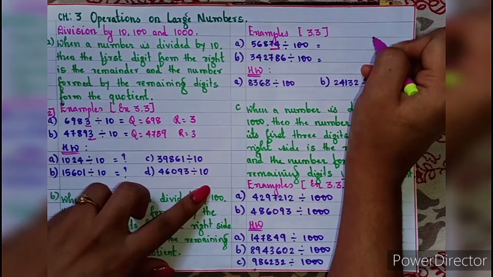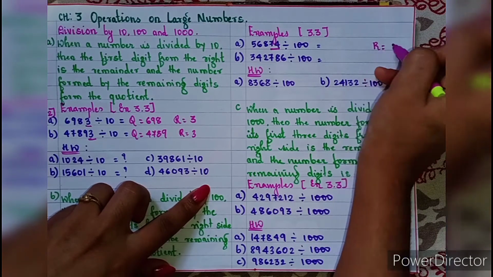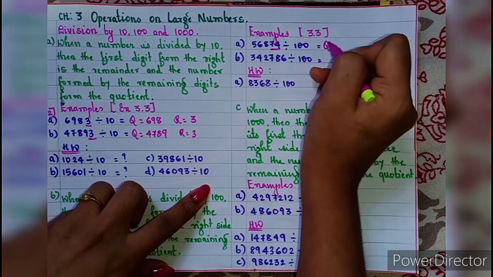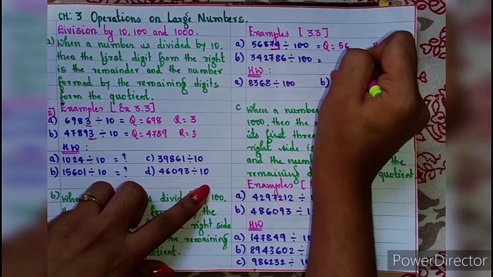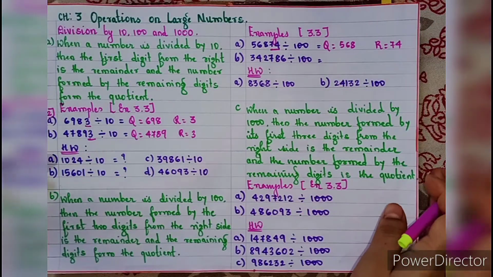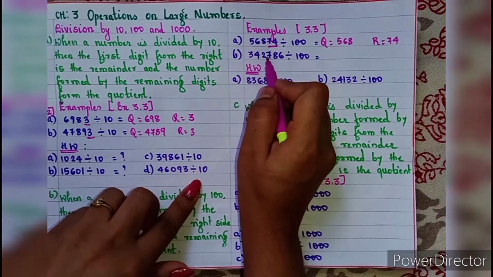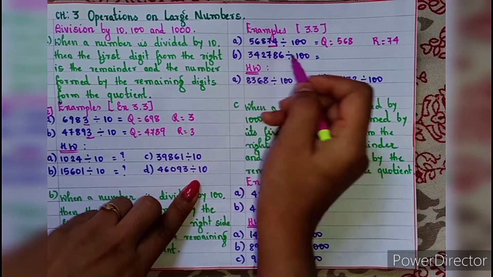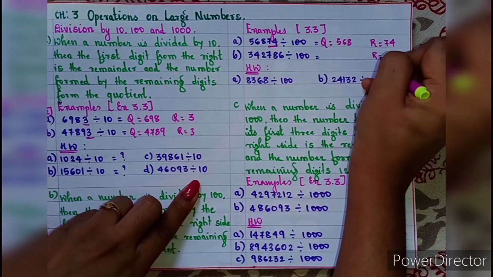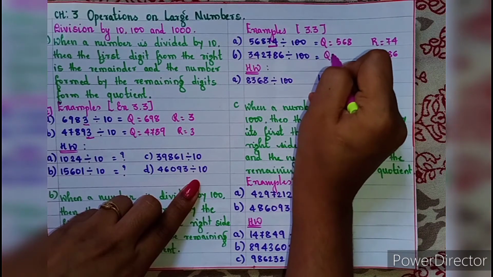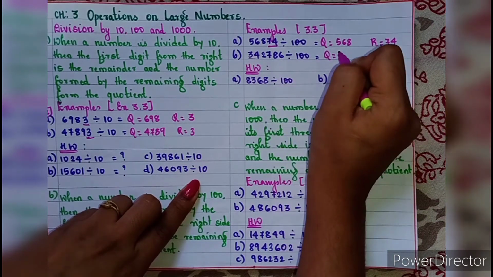So let's write the remainder. Remainder is r equals 74. And what is our quotient? Quotient is 568. Further, we are going to find the quotient and remainder of this. As per the rule, the last two digits will be the remainder. Thus, r equals 86 and the rest of the digits are the quotient, that is 3427.